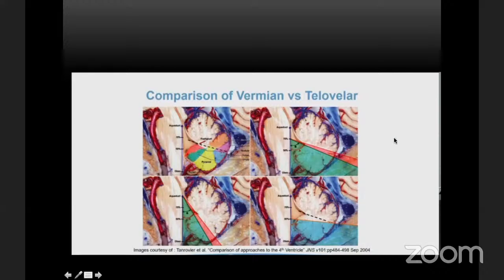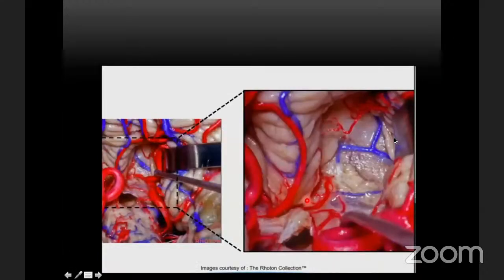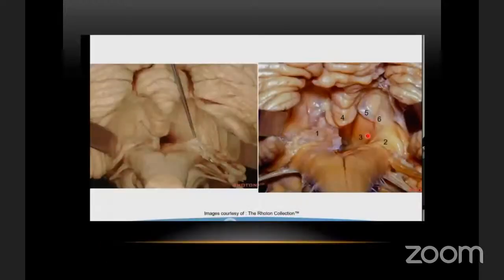So for a transvermian approach, you'll take out the uvula, you'll take out the pyramid, you'll go through the midline. And for a telovelar approach, you will not go through the midline, you'll spare this part, you will use the natural corridor, which are the fissures.